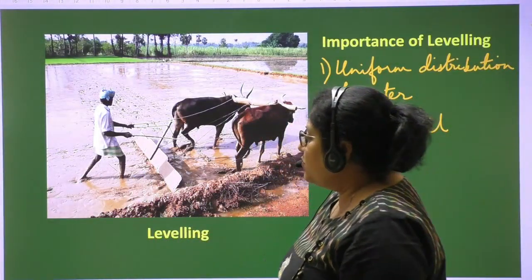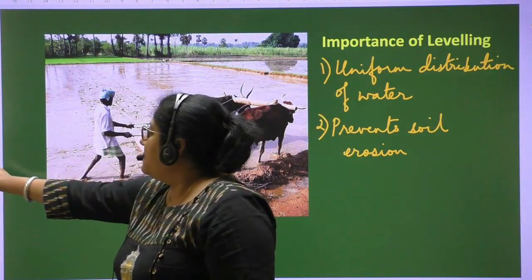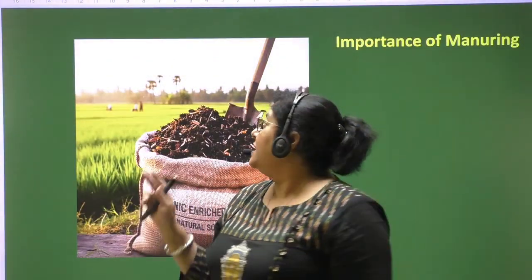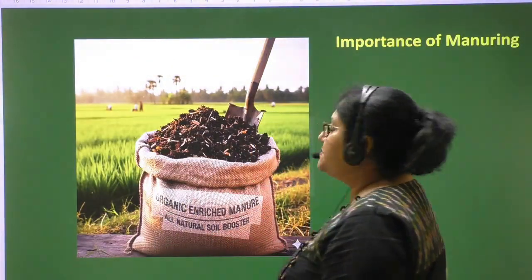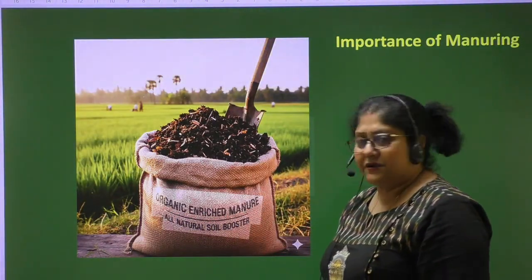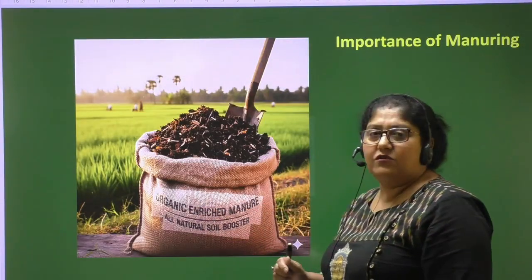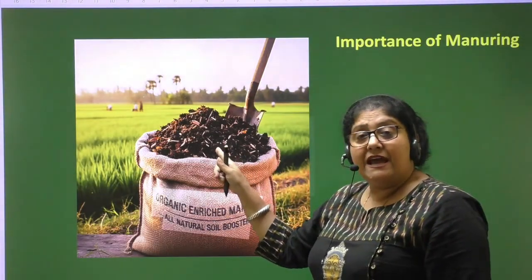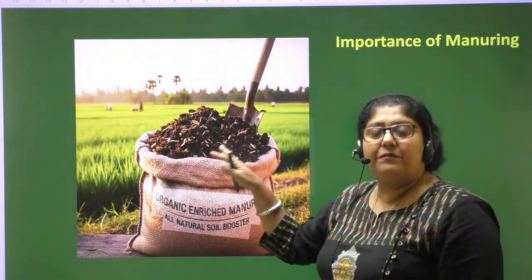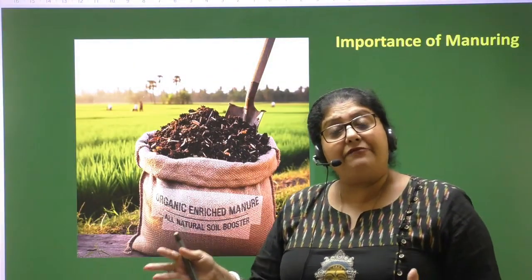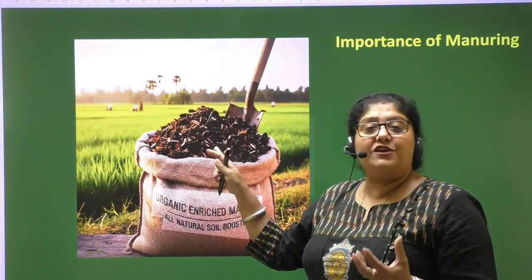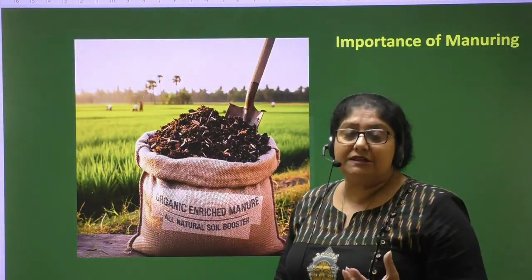Okay, so then we move on to the next step, that is manuring. Ploughing has been done, leveling has been done. We move on to the third step, which is manuring. You can see here what is written: organic enriched manure. Organic enriched manure means this helps in improving the fertility of the soil. It has been made by natural process. It has been made from natural substances, and this is a very, very good substance for improving the fertility of the soil.